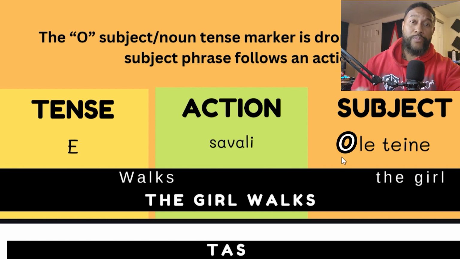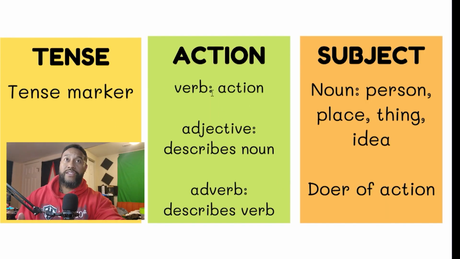Now notice we drop the O because it comes after the action. The subject phrase, o le teine, comes after our action of savali. So we just drop the O. E savali le teine. The girl walks. That's what she does. She presently walks. It's a habitual thing that she does. The girl walks. Again, tense, action, subject.